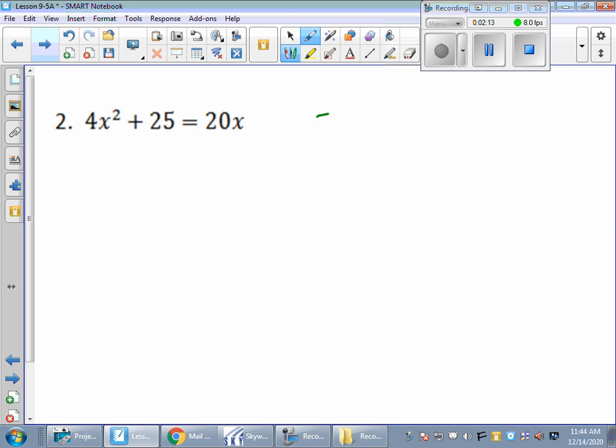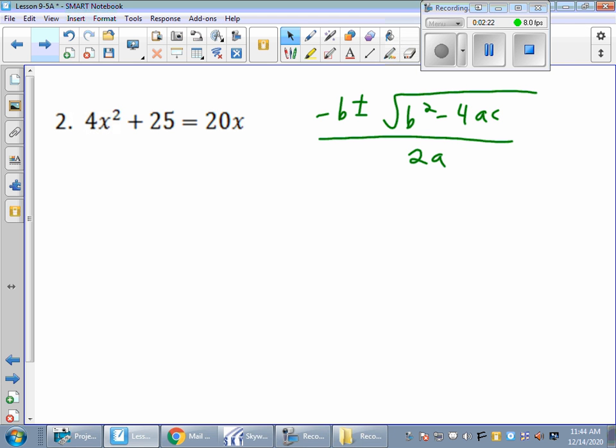So again, negative b plus and minus square root of b squared minus 4ac all over 2a. Hopefully we're getting in some good habits writing that down. Notice we do not have an equal 0, so we need to get an equal 0. 4x squared plus, so we want to subtract over that 20. So that's going to make it minus 20x plus 25 equals 0.